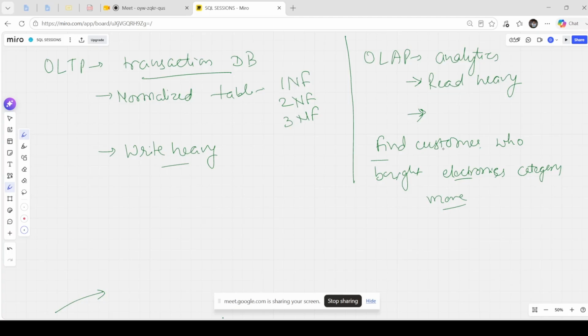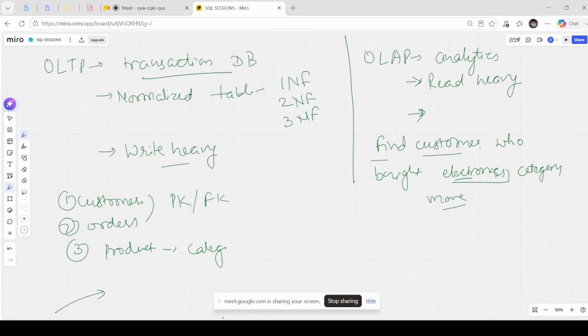So here let's understand the OLTP database which we had. It was having one customers table, one orders table, and one products table, right? How do I come to know it's electronics? Let's note here, we had the customers table, then we had the orders table, and these two were joined, right? We know that was primary key and foreign key. And the third one was products, and inside the products, we had the category.